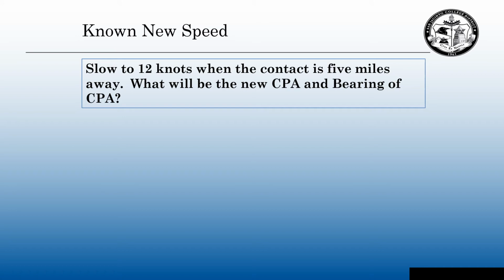A known new speed. In video 2, we did not know what speed to alter to maintain a required CPA. This time we know what speed we want to alter to. So we want to slow to 12 knots when the contact is 5 miles away. What will be the new CPA and bearing of CPA?